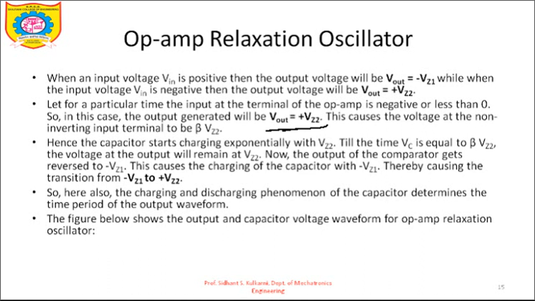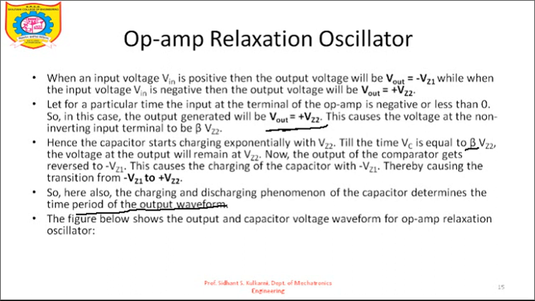This causes the voltage at the non-inverting input terminal to be beta into VZ2. This equation we have already gone through. Hence the capacitor starts discharging exponentially with VZ2 till the time Vc is equal to beta times VZ2. The voltage at the output will remain at VZ2. Now the output of the comparator gets reversed to minus VZ1. This causes the charging of the capacitor with minus VZ1, thereby causing the transition from VZ2 to minus VZ1. So here also the charging and discharging phenomena of the capacitor determine the time period of the output waveform.